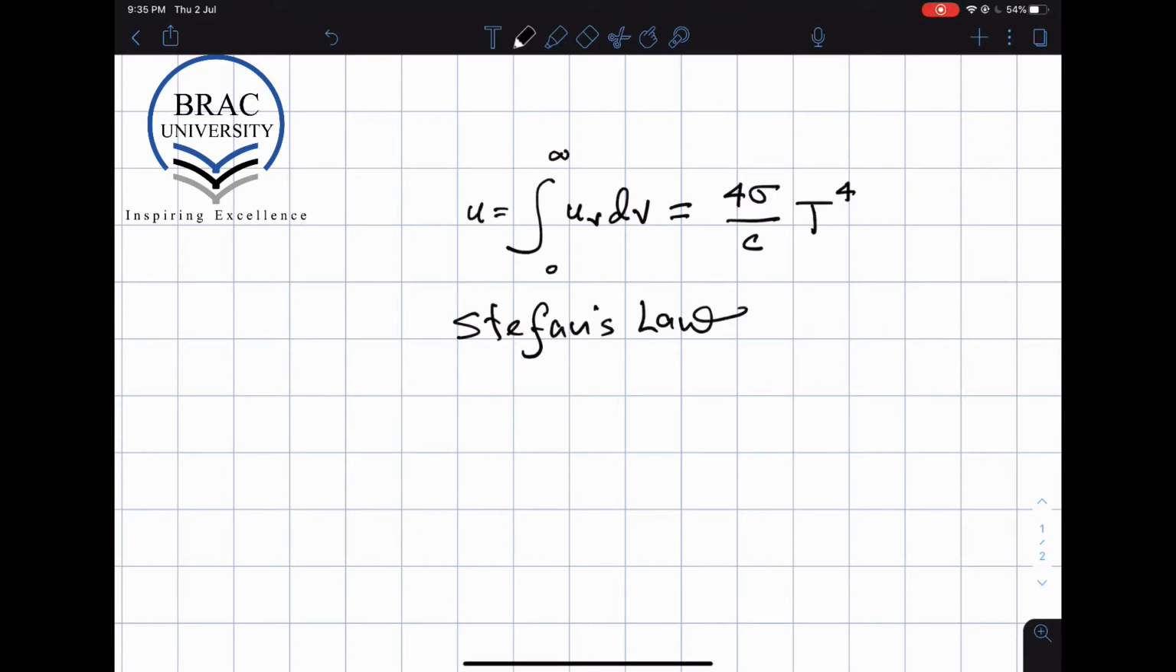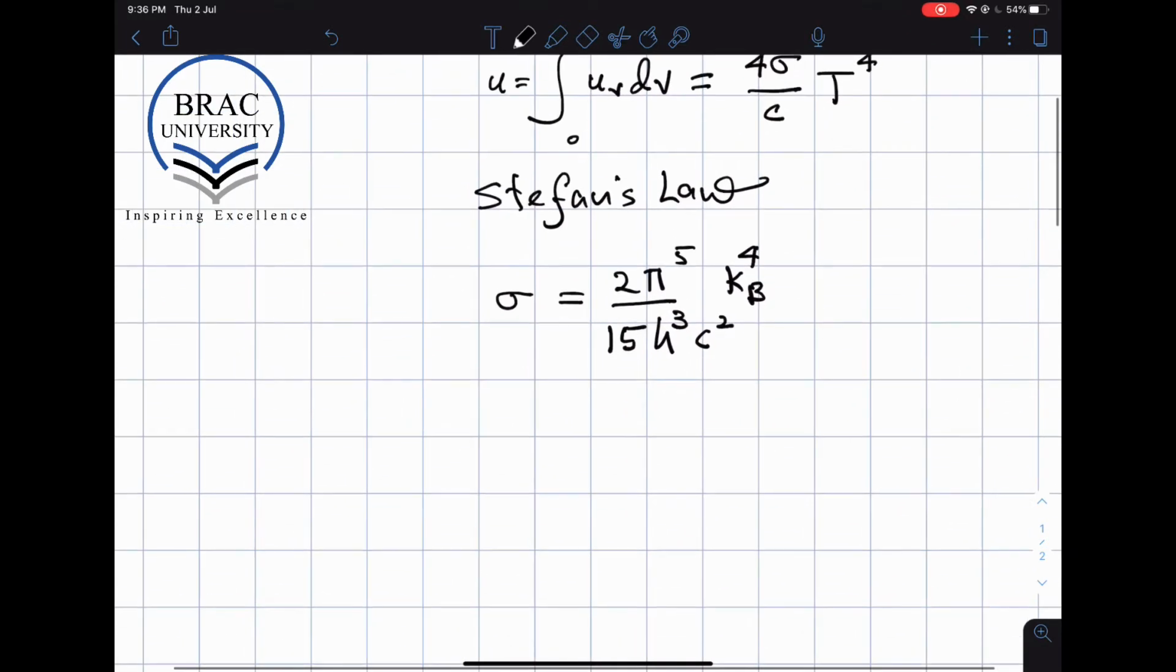Now Stefan's law, and sigma is called Stefan's constant, and Stefan's constant is given by 2 pi to the power 5 by 15, h cubed c squared, kb to the power 4.